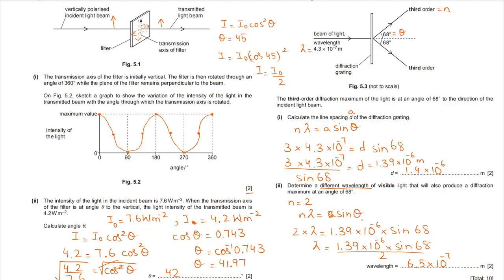If I give n the value 1, the wavelength I get may not lie in the range of visible light. What is the range of wavelength of visible light? From 400 nanometers to 700 nanometers. Okay, so 700 nanometers means 7 times 10 raised to power minus 7.